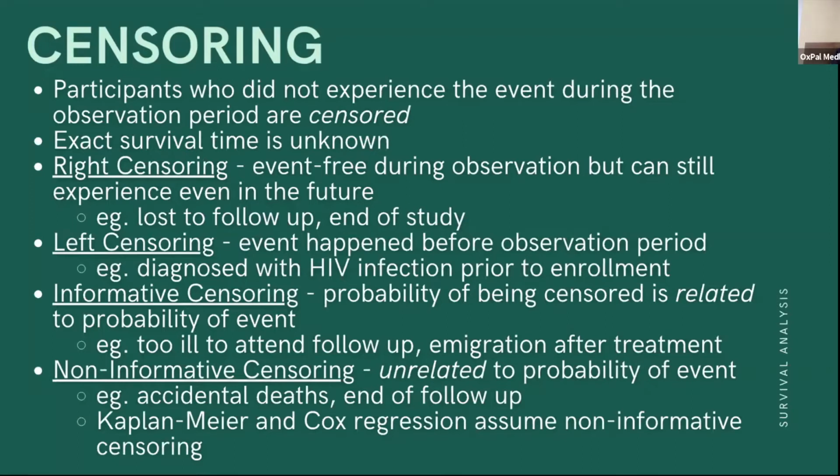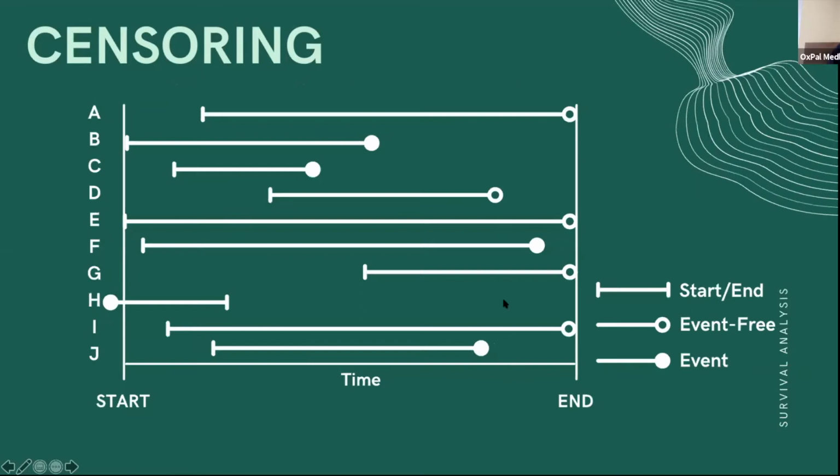And as for left and right censoring, the more common is right: those who are lost to follow-up and those who have completed the study. I think it's better understood using a picture. Okay, so we have patients or participants A, B, C, D up to J. And then we have the start time and an end time. So these are the observation periods.